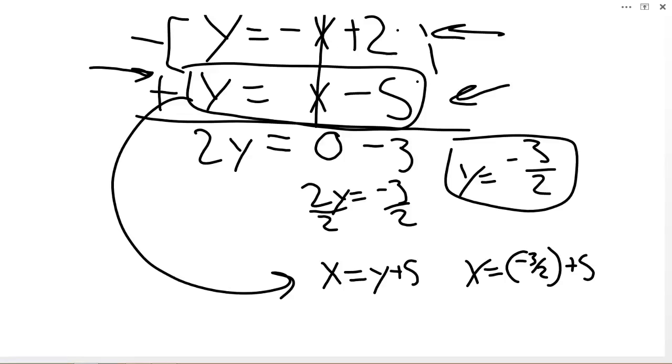Give me a second. I got 7 over 2 or 3.5. It doesn't matter which one you guys use. I'll just use 7 over 2 because I like keeping them as fractions, you guys. I don't know why. I like them. I just like it. Doesn't really matter. But so I found out that x equals 7 over 2.